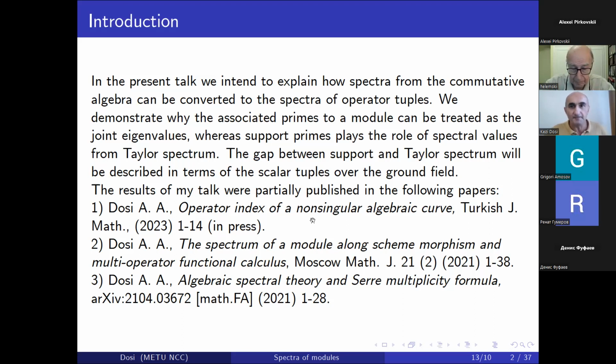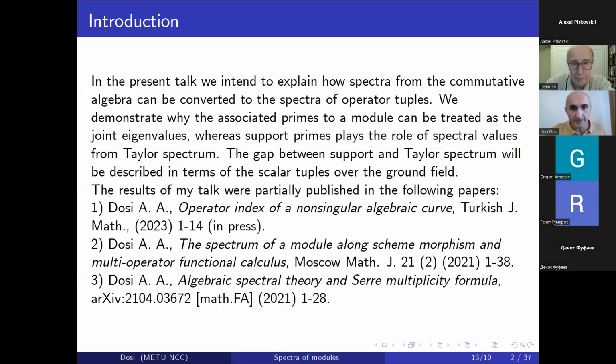So what exactly? We want to understand the spectra, how they can be converted to spectra of operator tuples. Especially my first task is to understand associated primes, why they are actually eigenvalues. And next, we're going to try to explain the gap between support and Taylor spectrum, which can be described in terms of scalar tuples, actually, over the ground field. In a non-commutative case, we used to think that the spectra are sort of reducible representations of the basic algebra. Something like that will happen here, but in terms of field extensions. I will explain. Since it's a commutative case, it will be sort of generalized characters.